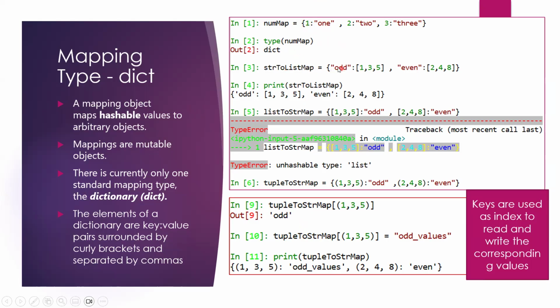I can use a string as a key. Here, a key that maps to a list, that's fine. A string is immutable, so it can be used as a key. The list is mutable, but we're using it as a value, not the key, so that's fine. If we try the other way around, we'll get an error. Okay? We would have to turn it into a tuple if we want to use it as a key.